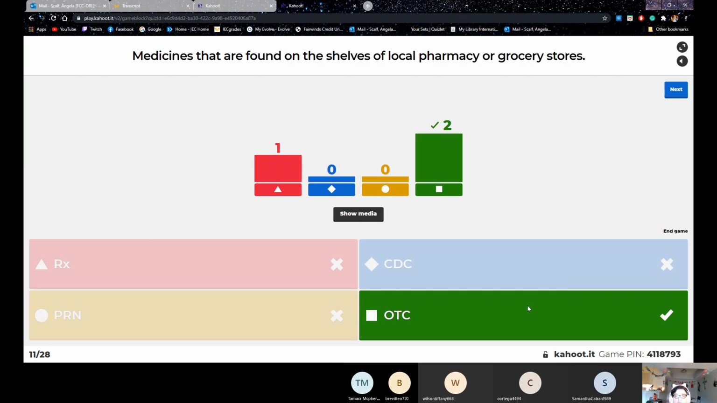Very good. And what does this stand for? OTC. Over the counter. Very good.